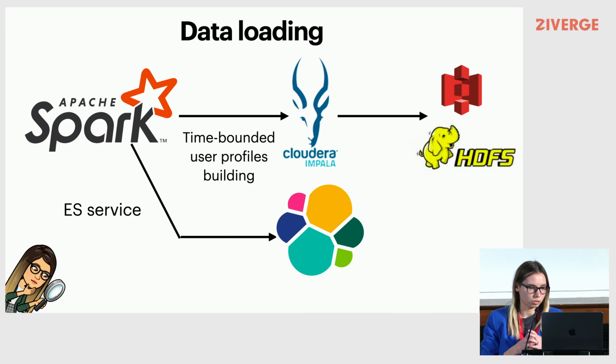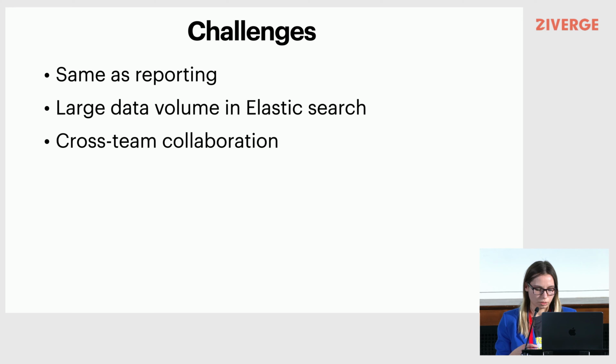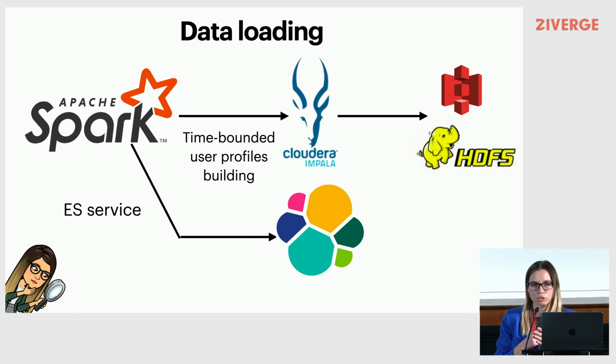So talking about data loading, we have the part with building this unified feed called time-bounded user profiles because it has information about users, and we call it profiles because it has demographics and geographical information. And then this feed is uploaded to Impala, similar to the reporting, and stored on HDFS S3. And there is another moving part to it with Elasticsearch. So we have a separate Elasticsearch service. There is a library built internally for it, which uploads the data using this specific service to connect to Spark.